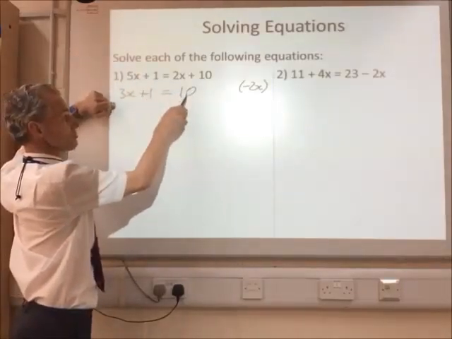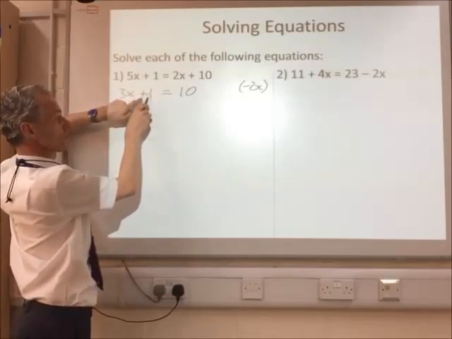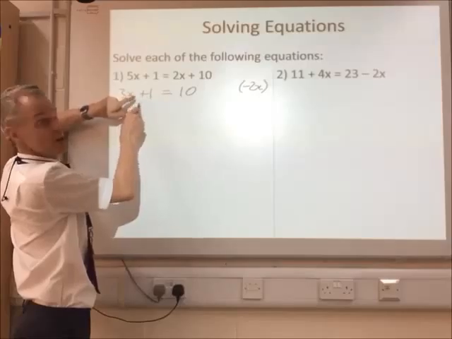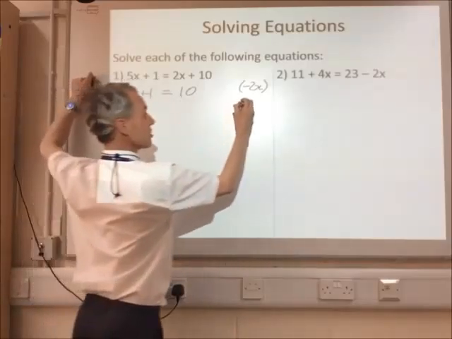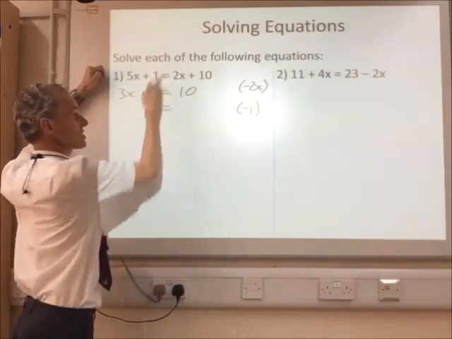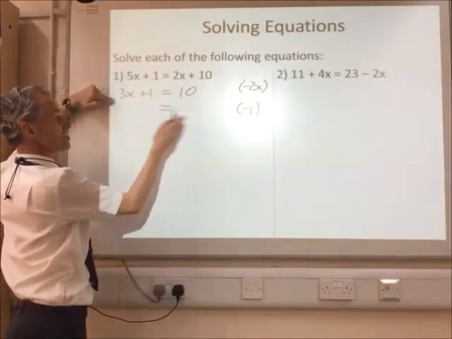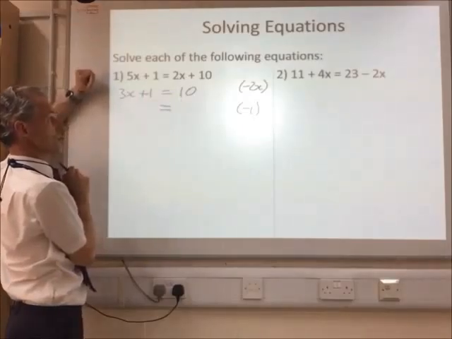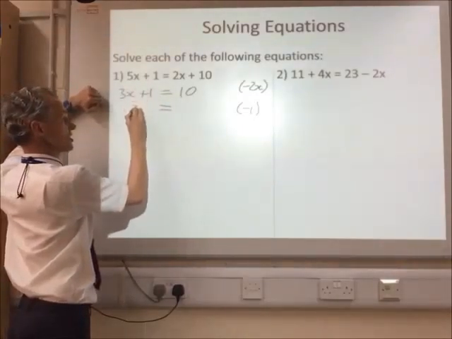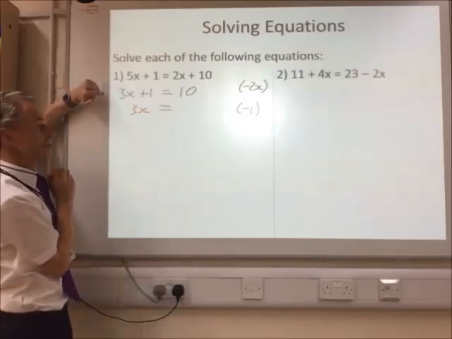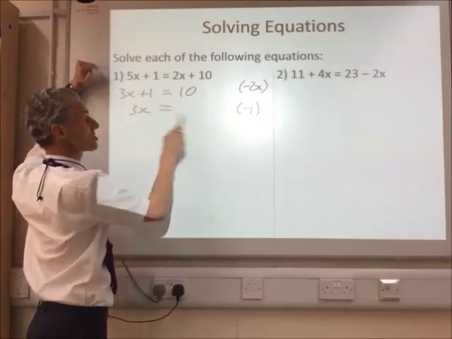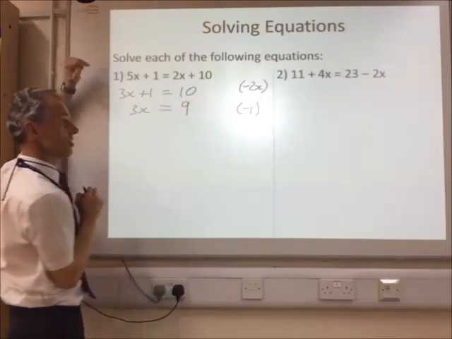Right, now I need to get all the numbers on that side. I've got a plus 1 on this side, which I don't want to be there, so I know I need to take minus 1 off that side. So I'm going to write a reminder there that I'm taking off 1, put the equal sign in there to keep it all nice and neat. And I need to take off 1 from both sides of the equation. So on the left-hand side, if I take 1 off, that plus 1 disappears and just leaves 3x. I've got to do the same to the right-hand side. So 10 take away 1 leaves me with 9.